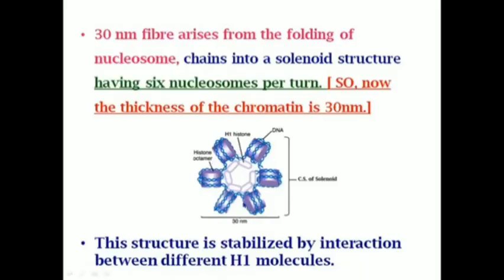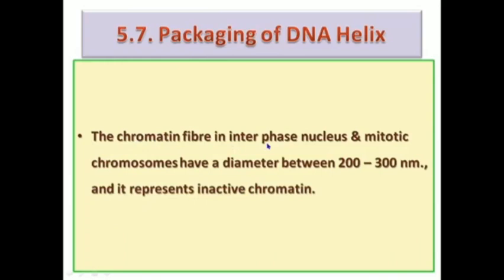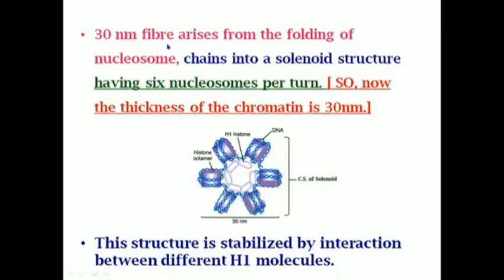So the 30 nanometer fiber arises from the folding of nucleosomes. In this picture you can see the nucleosomes inside it. The chromatin fiber in the interphase nucleus and mitotic chromosomes has a diameter between 200 to 300 nanometers. So the diameter is 200 to 300 nanometers and it represents an inactive chromatin. This structure is stabilized by interaction between different H1 molecules. This forms a structure called a solenoid structure having 6 nucleosomes per turn.